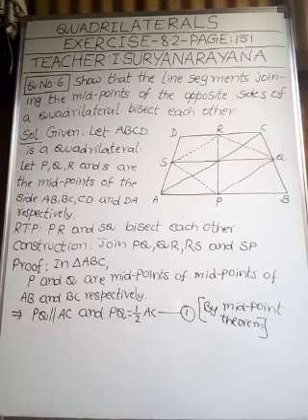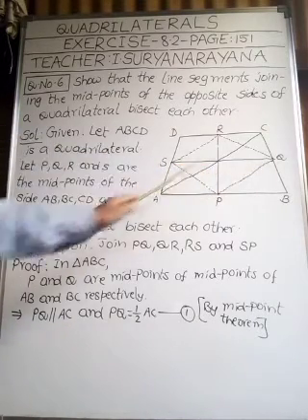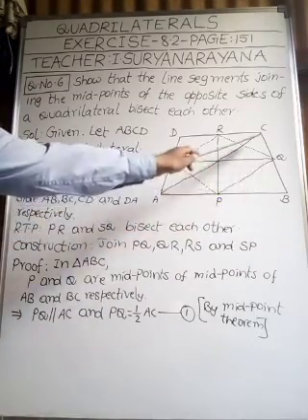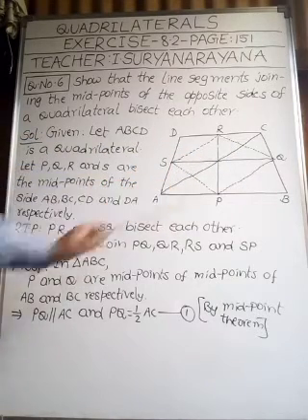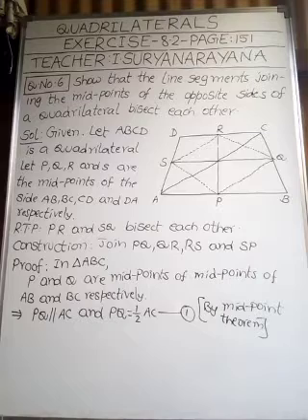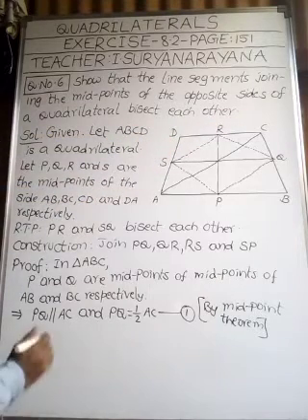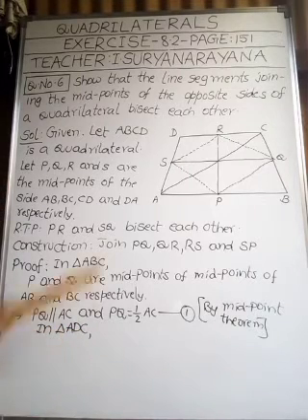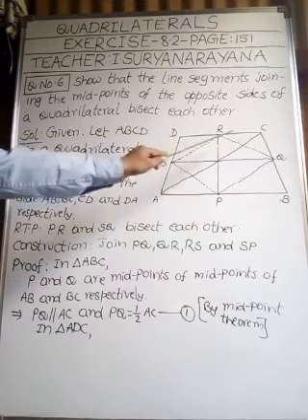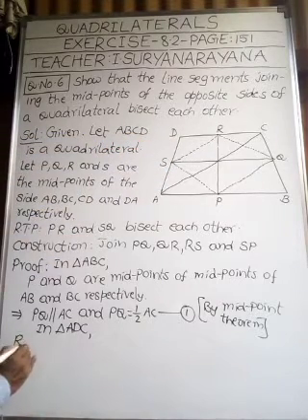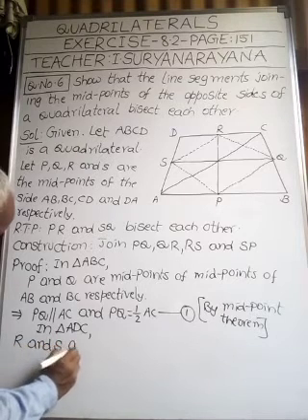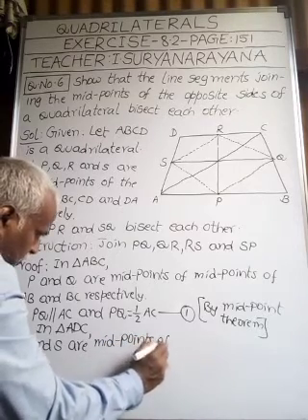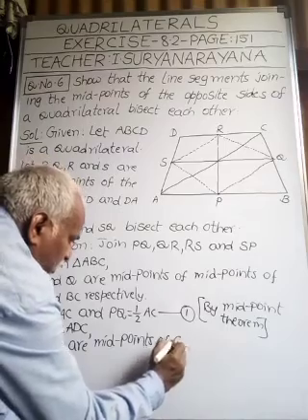Understood this step? These two points are midpoints of AB and BC. We are joining these two points, so this line segment is parallel to AC and half of AC. Similarly, in triangle ADC, S and R are midpoints of CD and DA respectively.